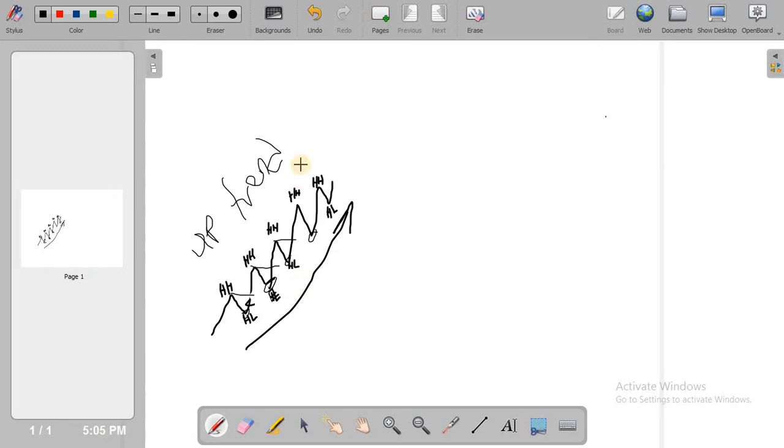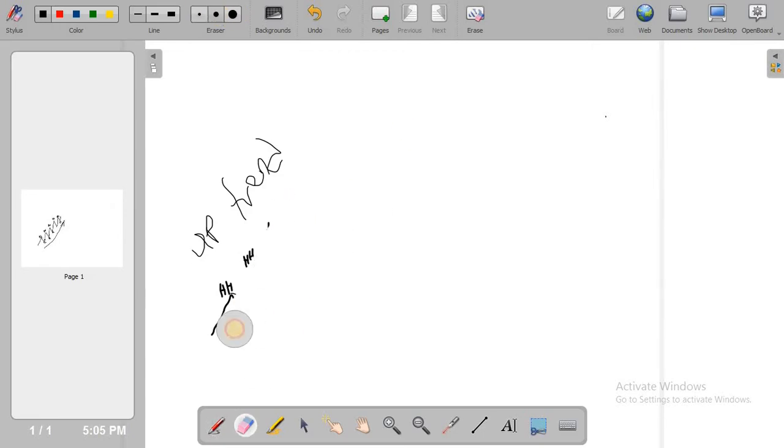So this is considered what? An uptrend, right? So moving on, guys, I'm going to show you the second one, which is downtrend. Downtrend is more of the opposite of an uptrend.